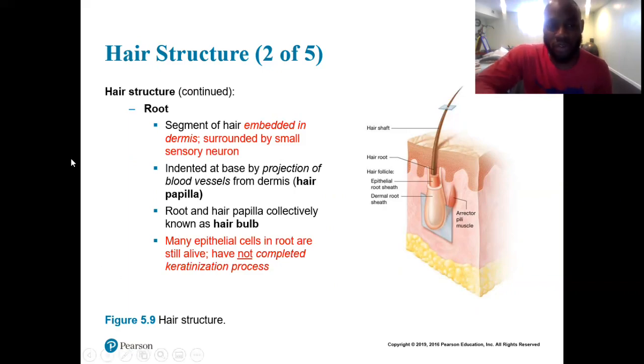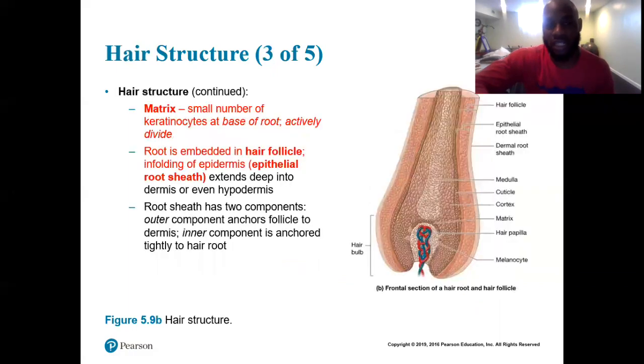The other part of the hair is the root, and that's the part that is under the skin, embedded in the dermis. We know it's surrounded by a sensory neuron. We have the root and the hair papilla, collectively known as the hair bulb. This part down here. Many epithelial cells in the root are still alive. They have not completed the keratinization process, very similar to skin. You have the cells that are alive at the bottom, near the blood supply, and then cells grow out to the outside.